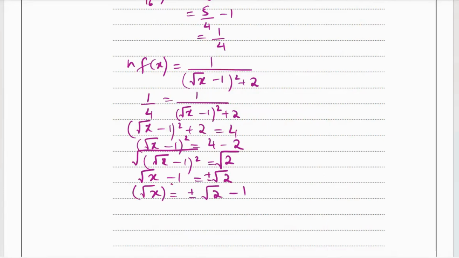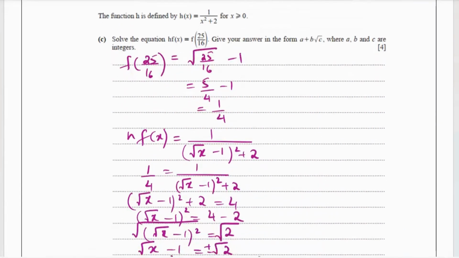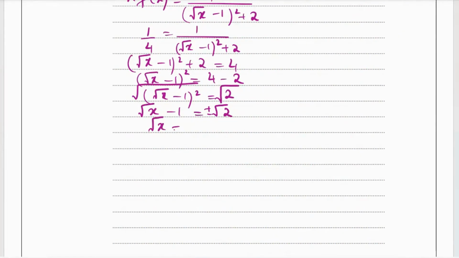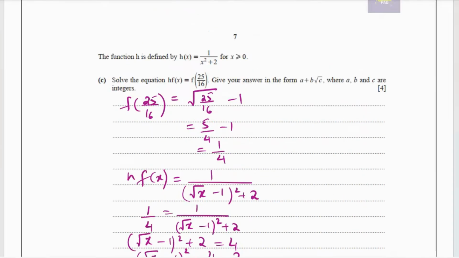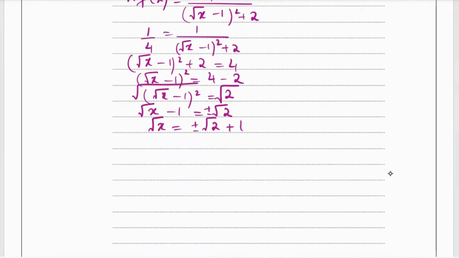So then we will square both sides, and we have to put a condition for x. x has to be greater than or equal to 0. So we negate the negative root. That's root x equals plus minus root 2 plus 1. Since the value of x for h of x is greater than or equal to 0, we only pick the positive root. So it's going to be root of x equals root 2 plus 1. Then we square both sides. So x equals (root 2 plus 1) whole squared.